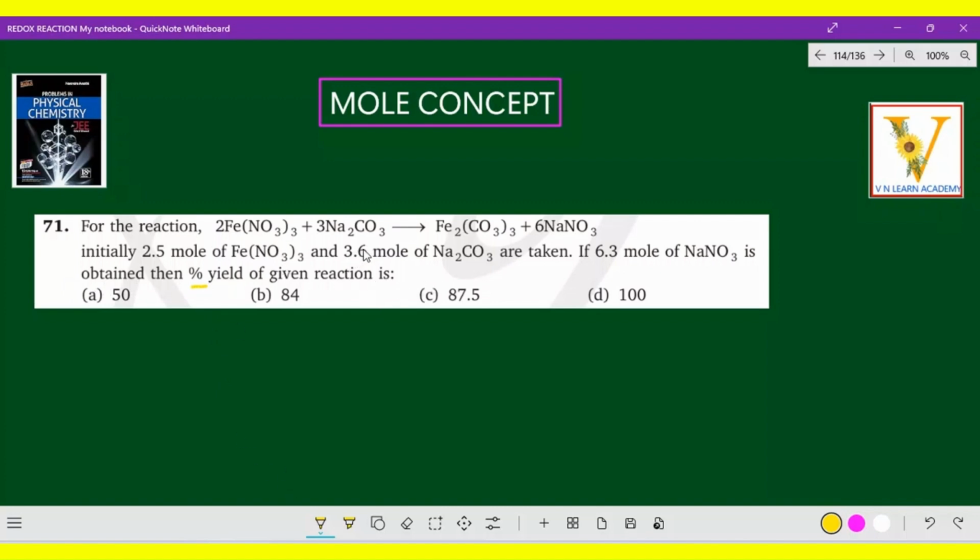Here, as you observe, this reaction is a displacement reaction. Sodium nitrate and sodium carbonate. Now you observe here in the same way: we have to identify the limiting reagent first, then finally we can identify the percentage yield.